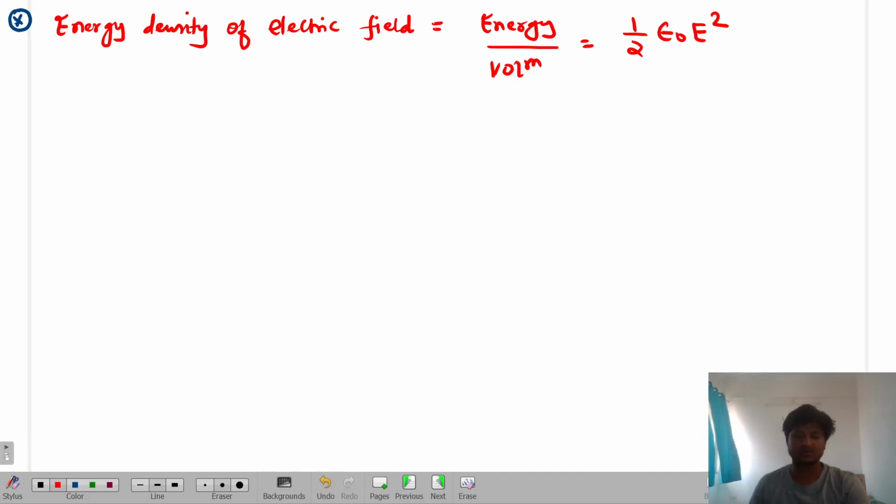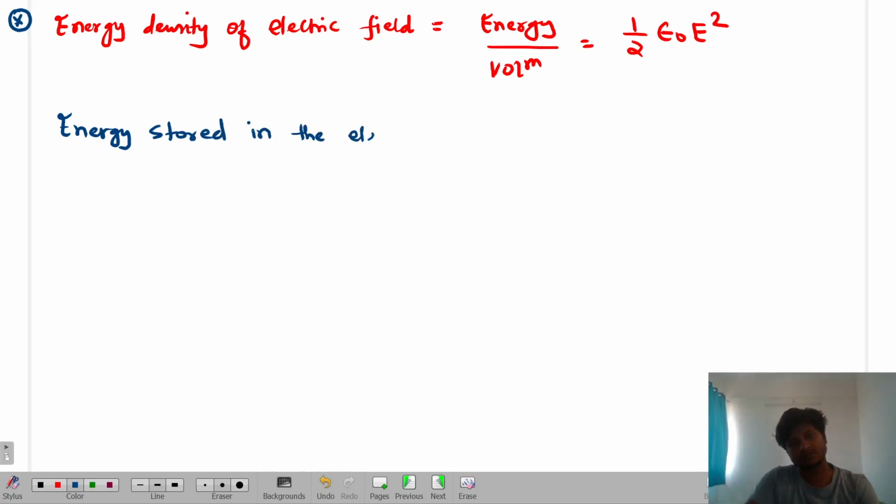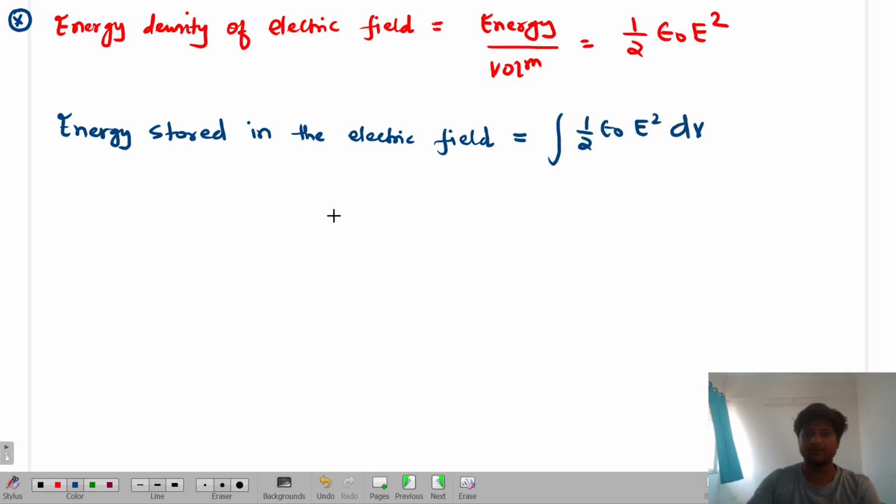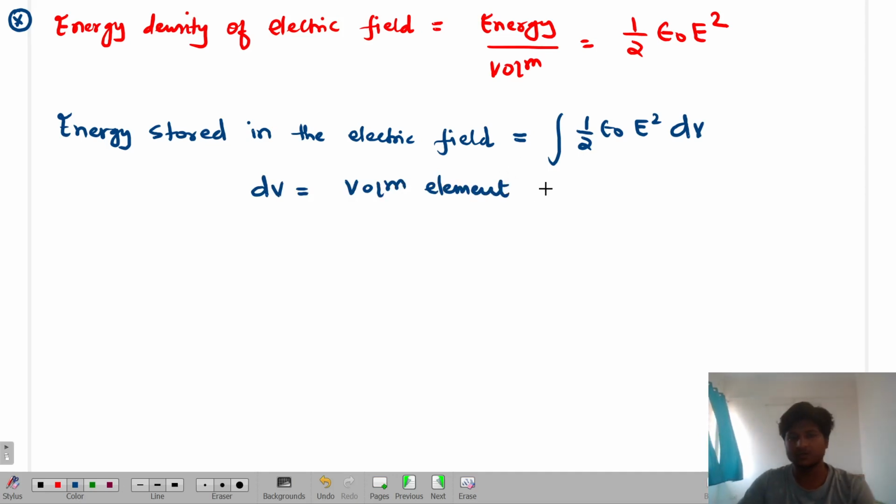Is that clear? And this is why the amount of energy which will be stored in the electric field, which I told you right now, is provided by the equation: integral of half epsilon naught E square dV, where dV is the volume element of the body.